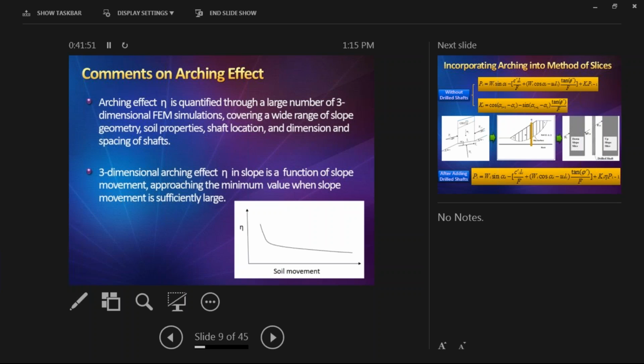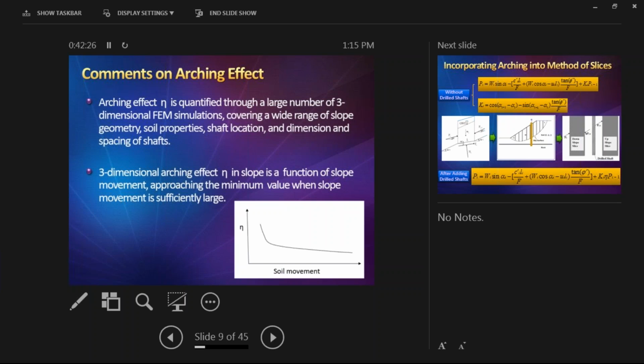So once we have sufficient database from numerical simulation for computing eta, then we can develop an empirical equation for eta, which can then be implemented into the UASLOPE program to account for the contribution of the arching effect in reducing the driving force. The important point here is that for eta, the arching, the soil needs to move enough so that the arching can be fully utilized or developed.